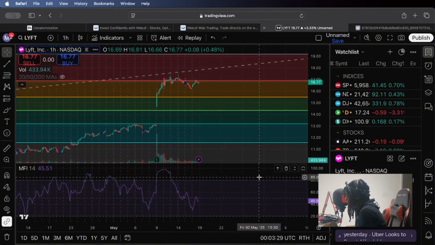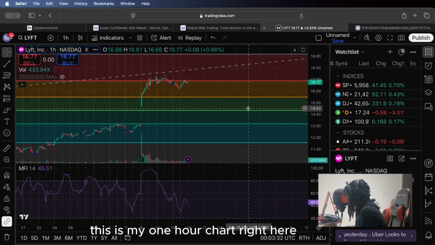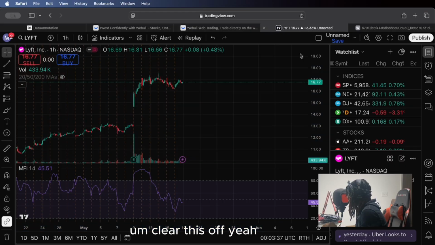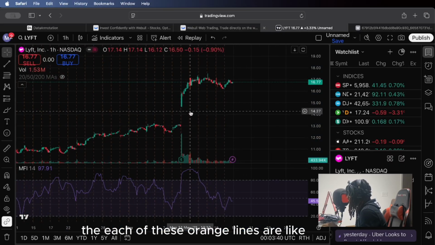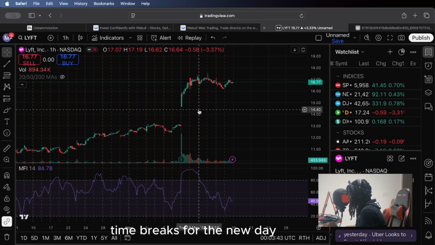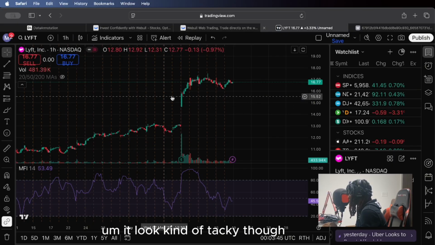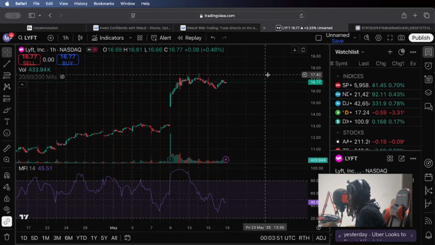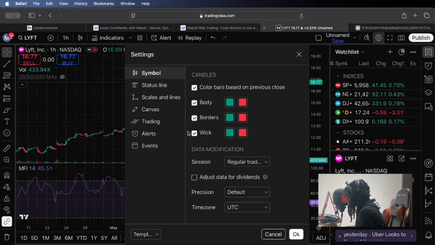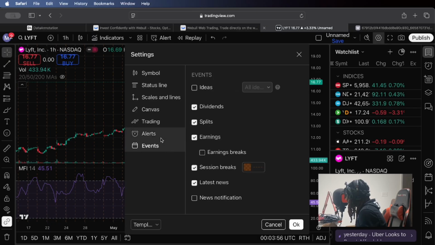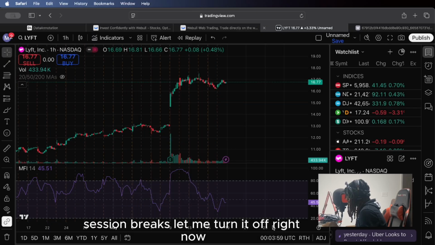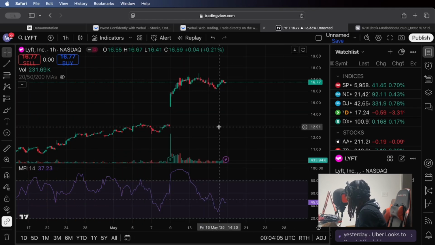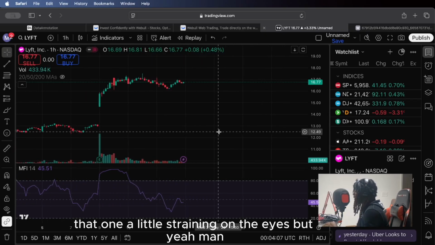So this is my 1 hour chart right here. Let me clear some of this off. Yeah, each of these orange lines are time breaks for the new day. I added this on my chart, but it looked kind of tacky though. I might have to change that. Session breaks. Let me turn it off for right now. Yeah, that might be a little straining on the eyes, but yeah, man.